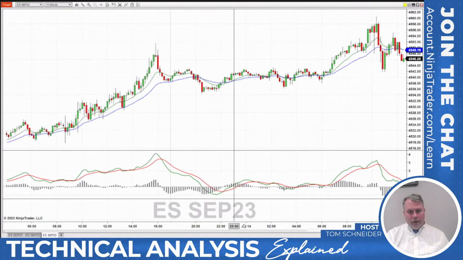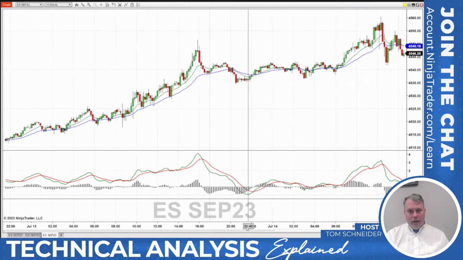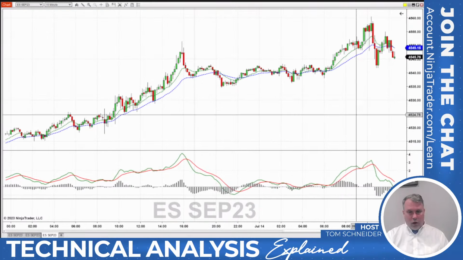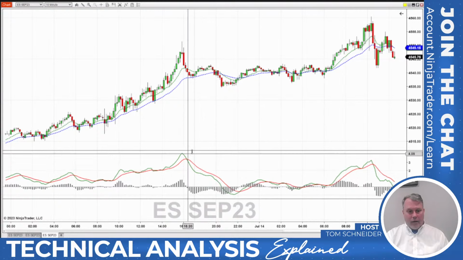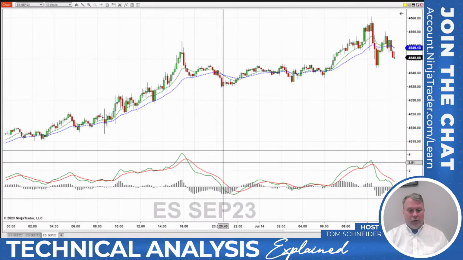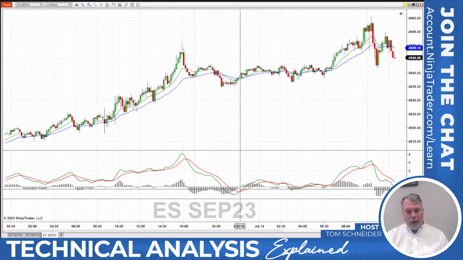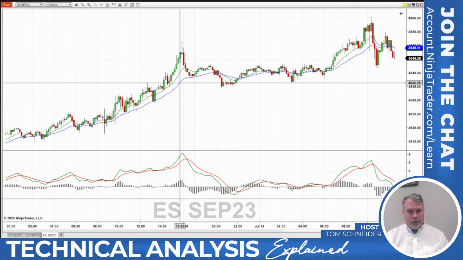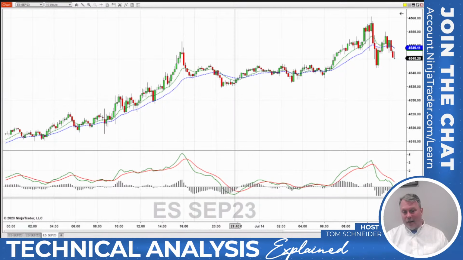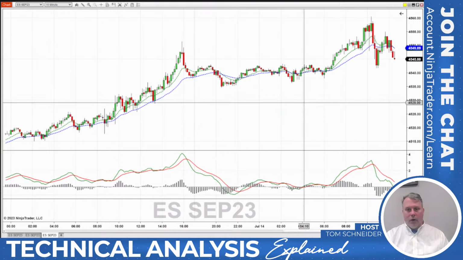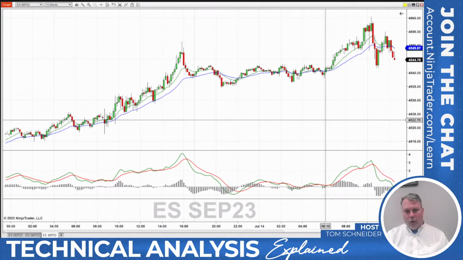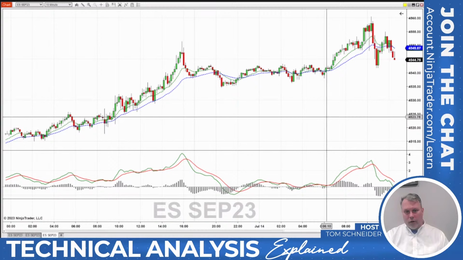But here's the difference. These default values, 12, 26, and 9, were developed, I believe, for longer term trends or longer term charts. You might find, in fact, I think Gerald Appel uses shorter time periods. So he might use a 7, 21 for the two moving averages, and then a 6 for the moving average for the signal line, I should say. So you can experiment with what works better for you with the MACD.